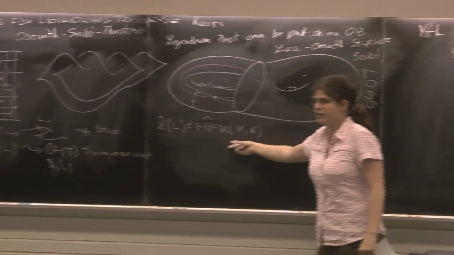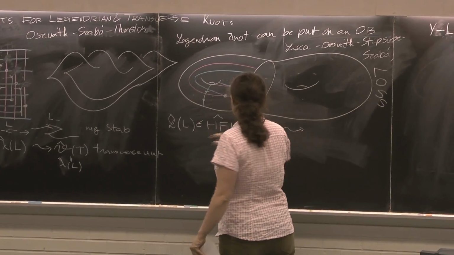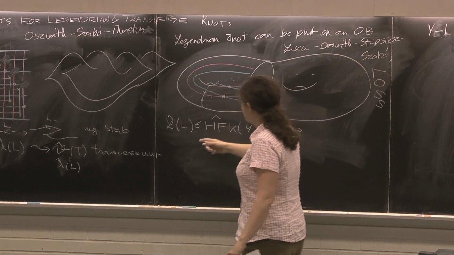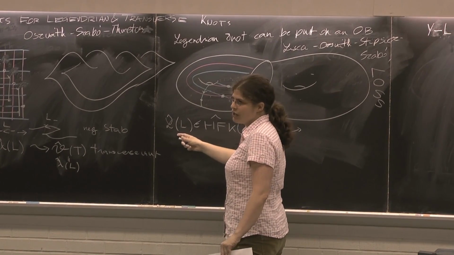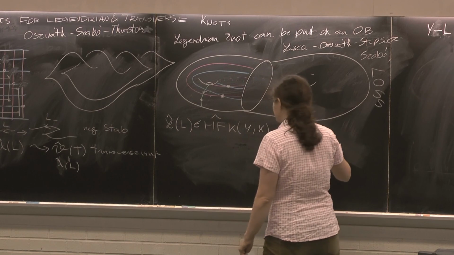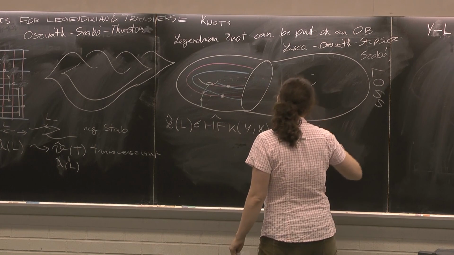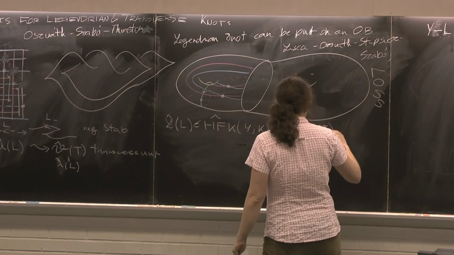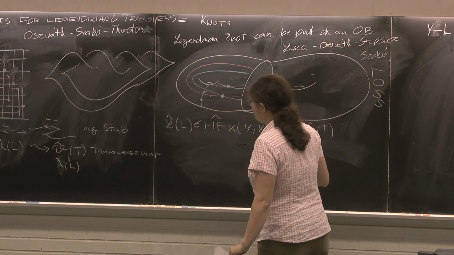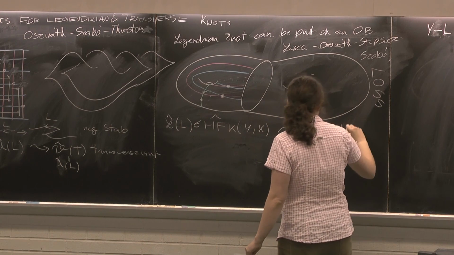And the same is true here. This is invariant under negative stabilization. So it gives you an invariant of the transverse knot T, again in Heegaard Floer homology, which is a transverse invariant.